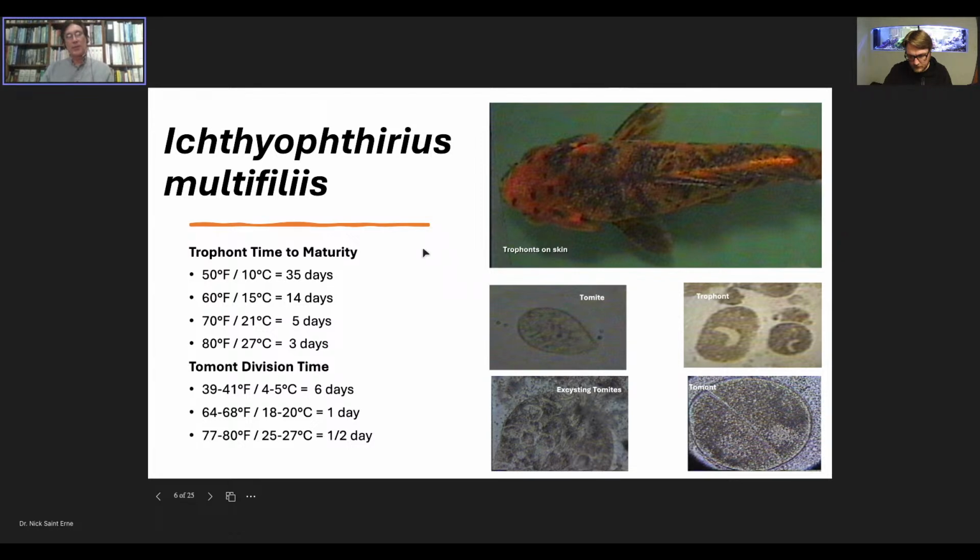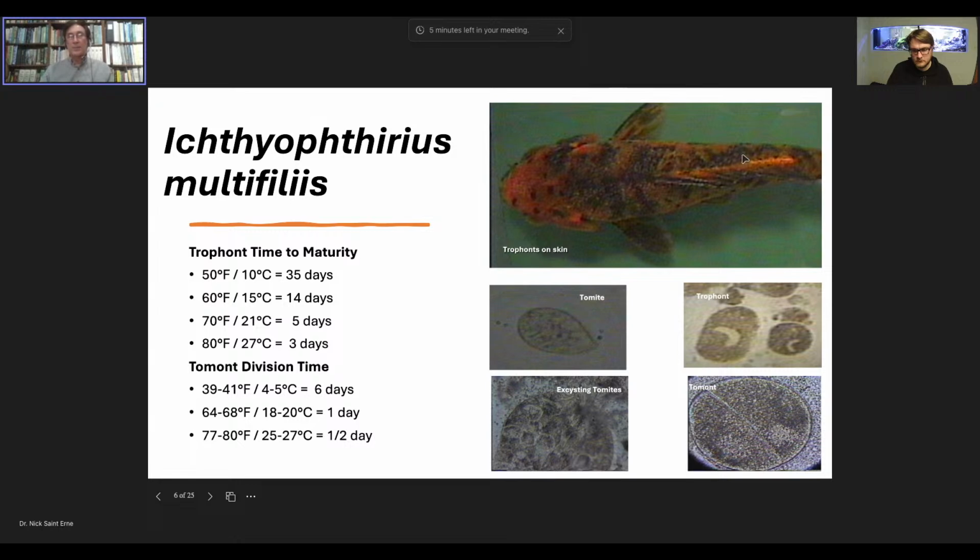Okay, I'm going to start again with Ichthyopterius multifilius because this is the slide that it died on. So Ichthyopterius multifilius is different from the other ciliated protozoa because it has a much more complex life cycle. The name itself, ichthyo, means fish, therius means louse, multi means many, and filius means son. So it's a fish louse with many children.